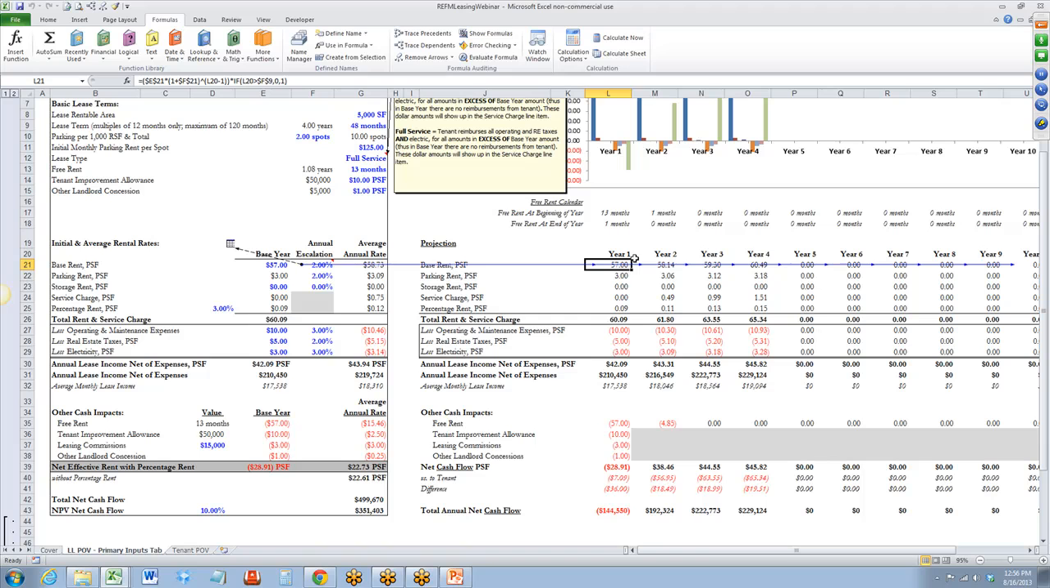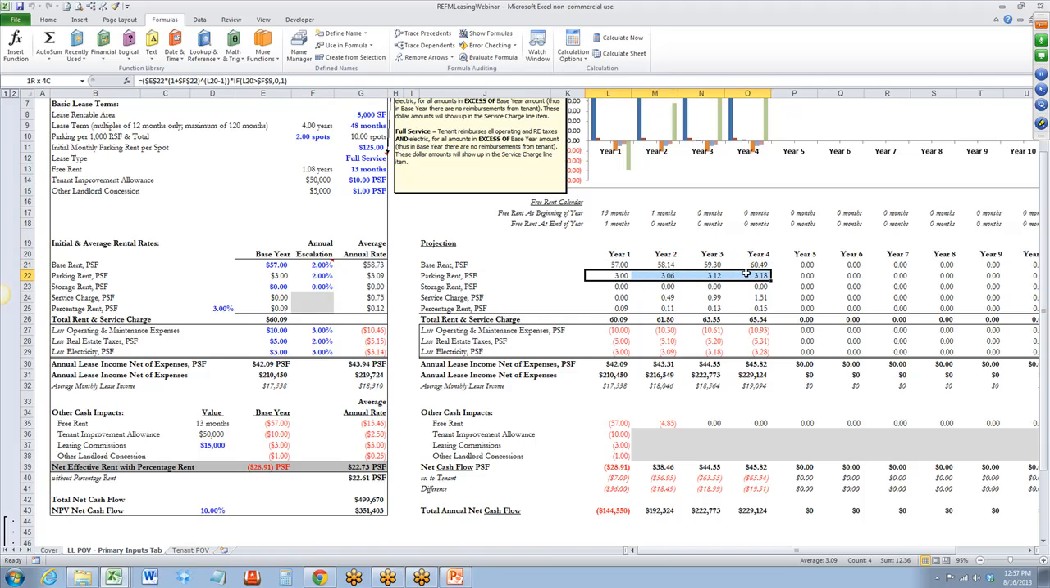So we see in year 1, 57 is the 57. Okay, the nominal amount is the real amount. But in year 2, we will grow that $57 per square foot by that 2% one time. We grow it one time in year 2 and 2 times in year 3 and so on. And so we see our base rent trending up over the course of the lease term.